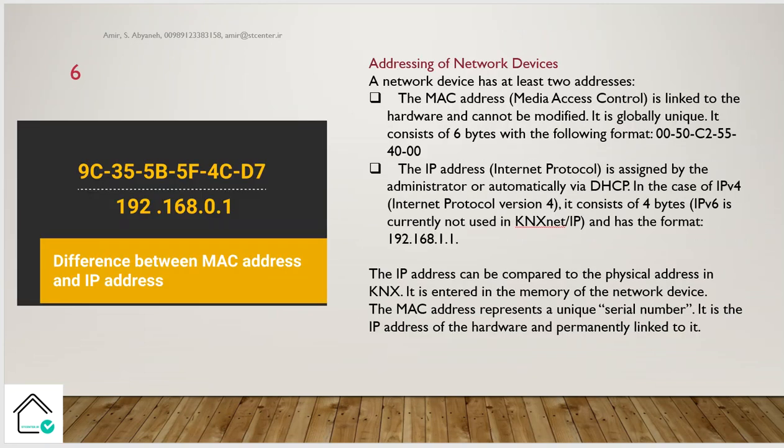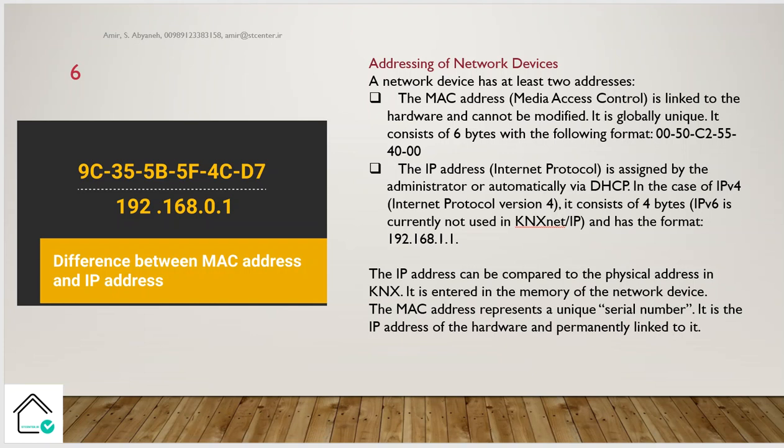Okay, so addressing of network devices. A network device has at least 2 addresses. One is the MAC address, Media Access Control, which is linked to the hardware and cannot be modified. It is globally unique. It means that when the product leaves the manufacturer, it has its unique MAC address. It consists of 6 bytes with the following format.